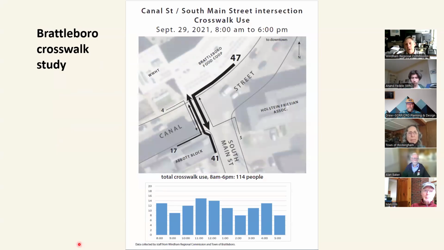This is an example of a manual count we did at Canal Street and South Main Street a few years ago in Brattleboro, looking at crosswalk use at this intersection. There's no way we could have collected this data using our pedestrian counters, just because, again, impossible to isolate cars from people. So we had staff out there in 2-hour blocks, and we're not only able to get information on how many people used the crosswalk, but the direction that they were coming from and where they were going to.